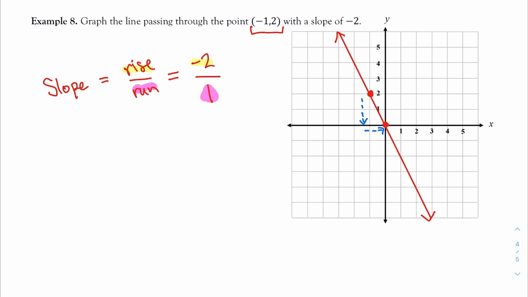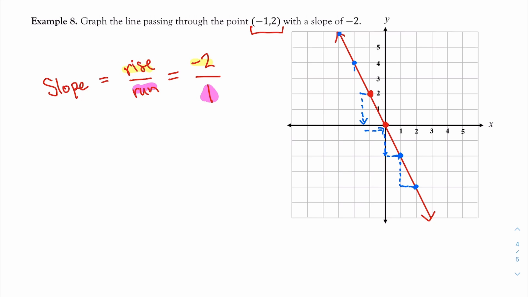One other thing I want to mention is that I can continue this process for slope to check my answer. I should be able to go down 2 units and over 1 unit and still be on the line. So we can see here, if I move down 2 units and 1 unit to the right, I'm still on my line. And I can repeat that process as many times as I want. I can even go in the opposite direction. I can go 1 unit to the left and 2 units up, and I still have my line.